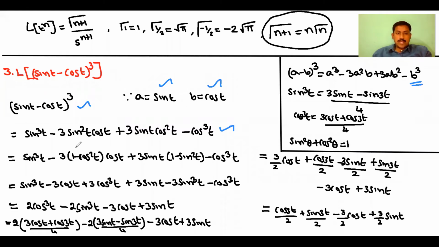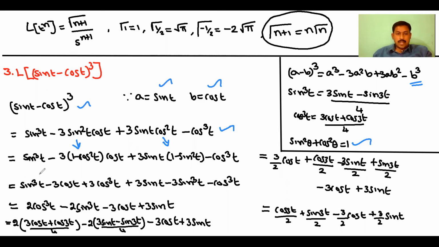Now we know that sine square theta plus cos square theta equal to 1. Using this, I can write sine square t as 1 minus cos square t, as well as cos square t as 1 minus sine square t. Substituting that here, and multiplying the terms, I have written the terms as sine cube t minus 3 sine t cos square t... minus 3 cos t plus cos cube t plus 3 sine t minus 3 sine cube t minus cos cube t.